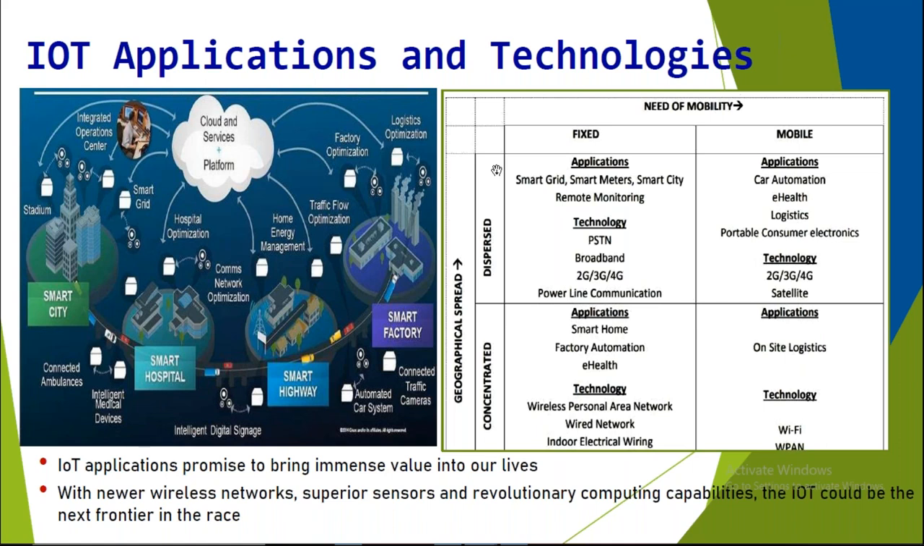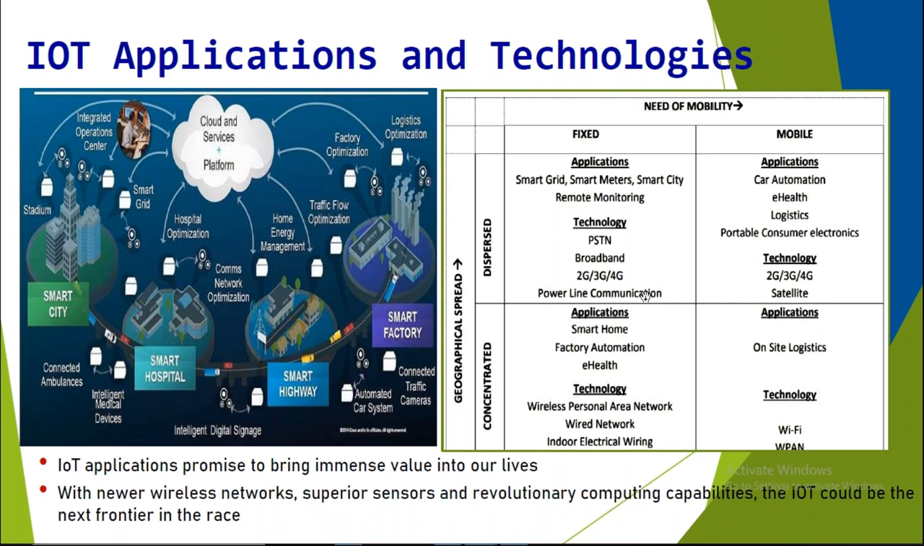With new wireless networks, superior sensors, and revolutionary computing capabilities, IoT could be the next frontier in the race, because day by day the technology is advancing, and even computing capabilities are advancing. So these are all applications and the need for mobility, fixed and mobile. Smart grid, smart metro, smart city, remote monitoring. The mobile type: e-health, logistics, portable consumer electronics. And the technology is dispersed, geographically spread, dispersed and concentrated technologies, fixed and mobile.